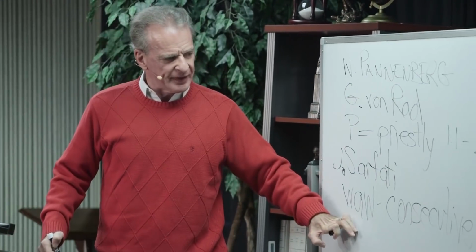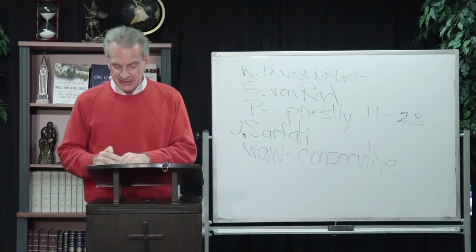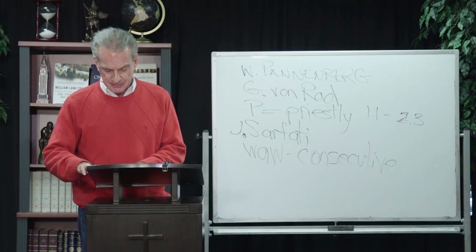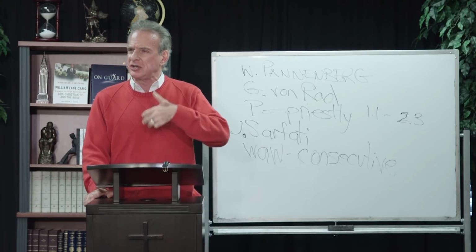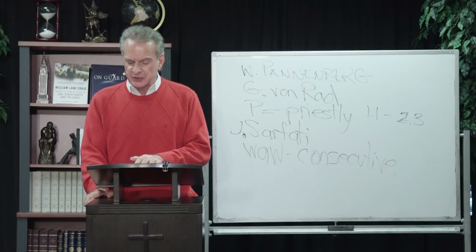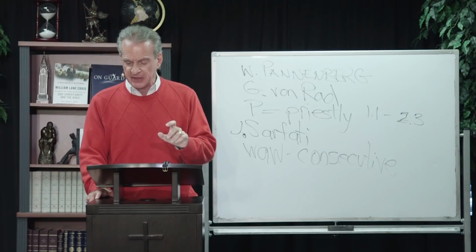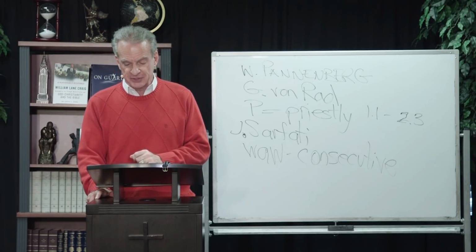Vav is the Hebrew word for "and," and then in the vav consecutive you have a verb in the imperfect tense. And this is a singular mark of a sequential narrative. A narrative typically begins with a perfect tense verb, and then it continues with imperfect tense verbs.